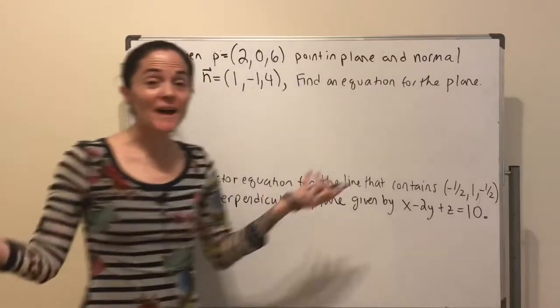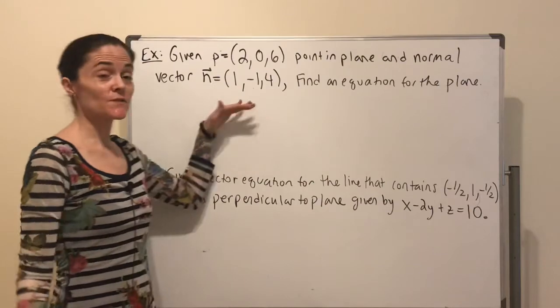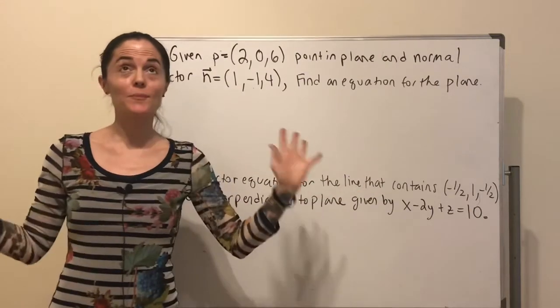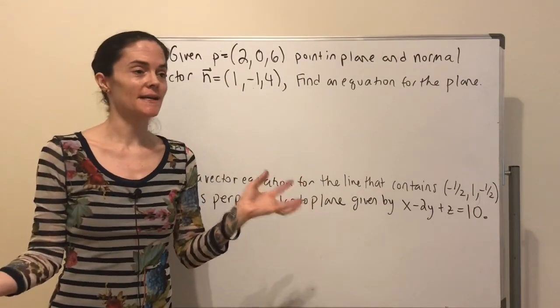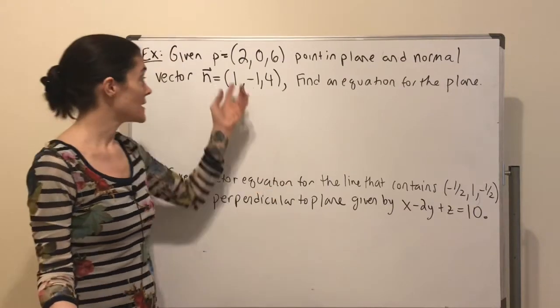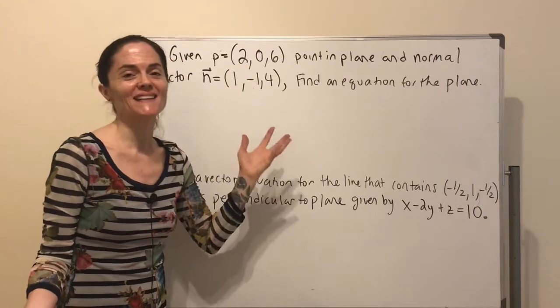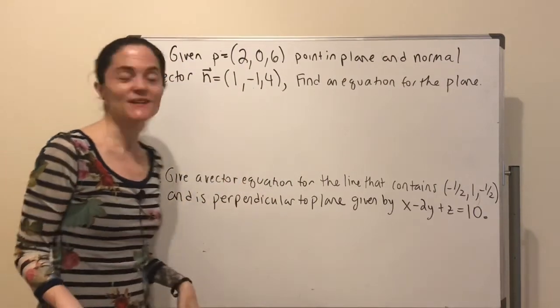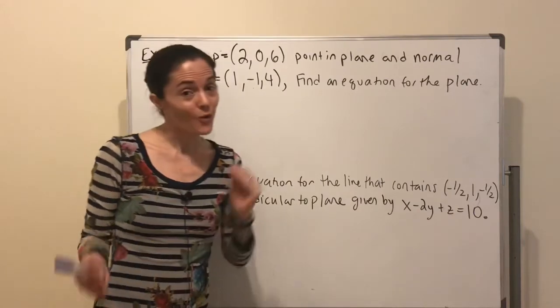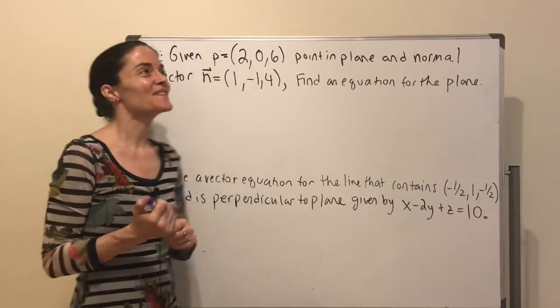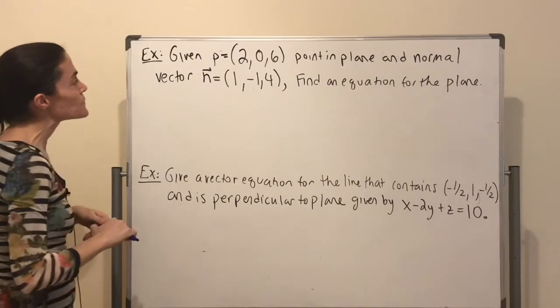Okay. Well, here are two examples. This first one is just straight apply the formula for the equation of a plane given a point and a normal vector. And the second one is a little different. The second one came off an old Calc 2 final, so it's very good for us to practice.